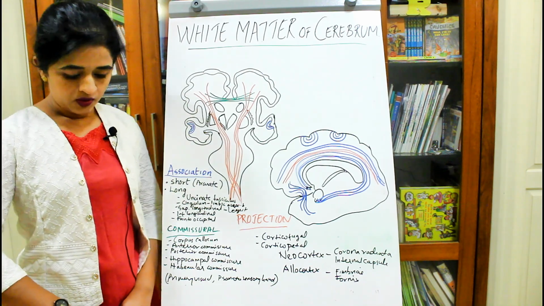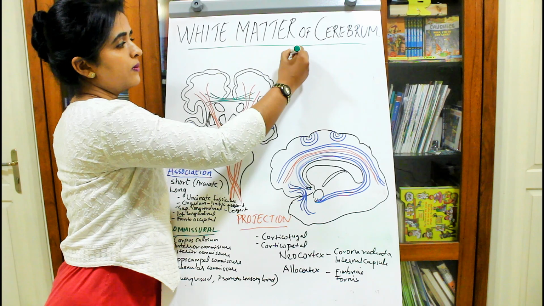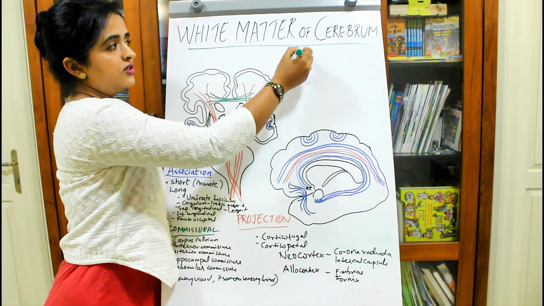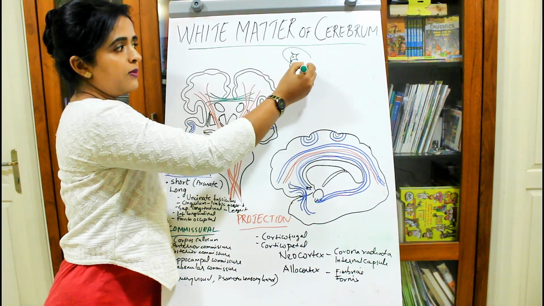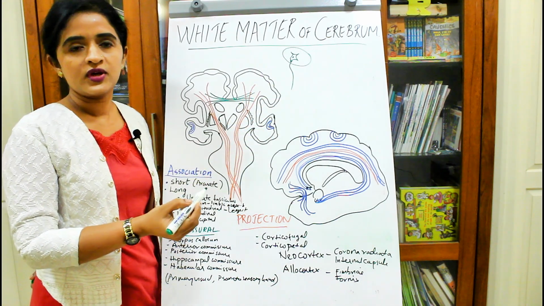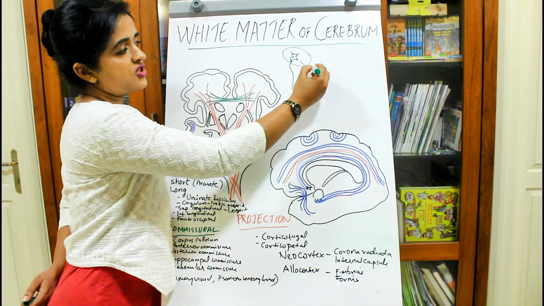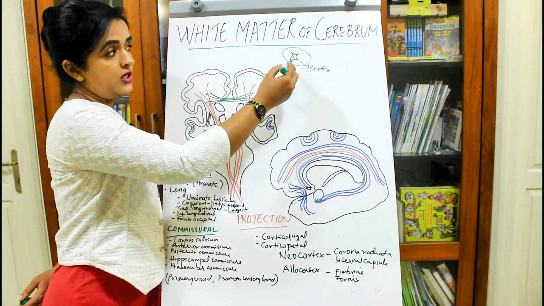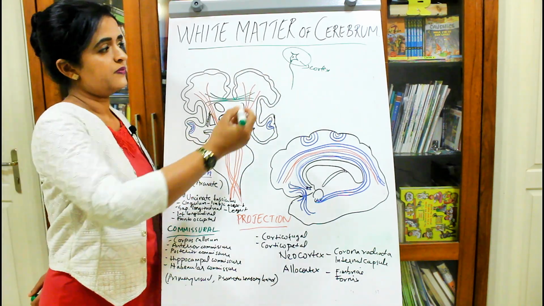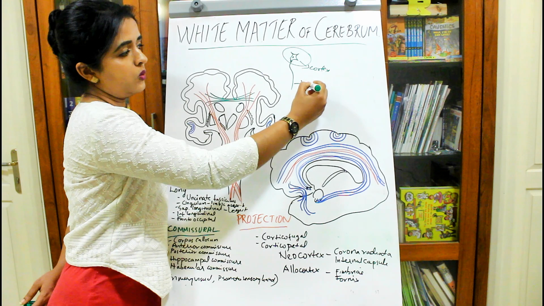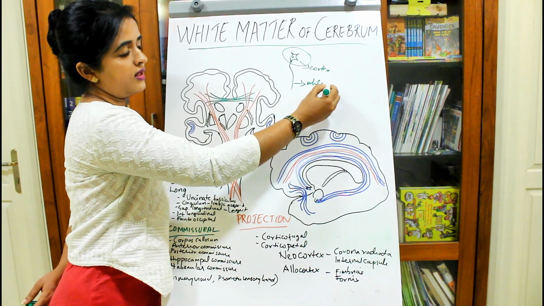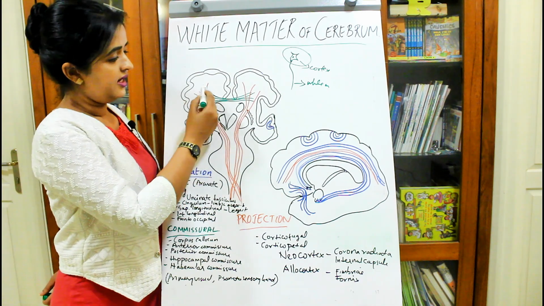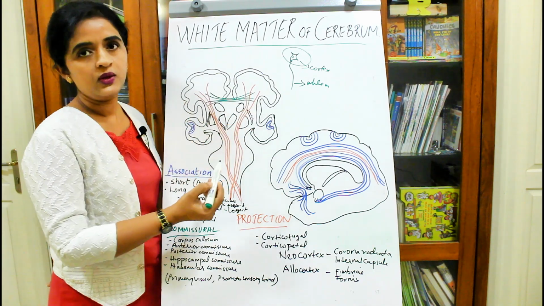So suppose if you just draw a neuron, okay, so if you draw a neuron like this, the region where you get the cell body of neurons, this region is known as the cortex, and the remaining region where you get the nerve fibers, that is your white matter. Okay, so this rim is actually the cerebral cortex, and the inner aspect is made up of the white matter.